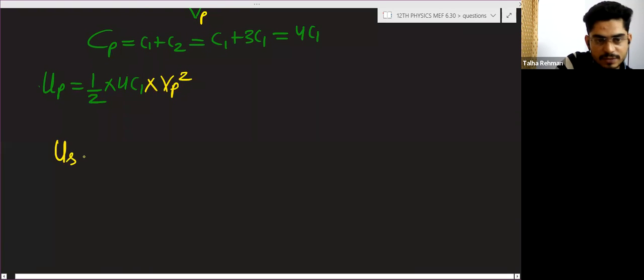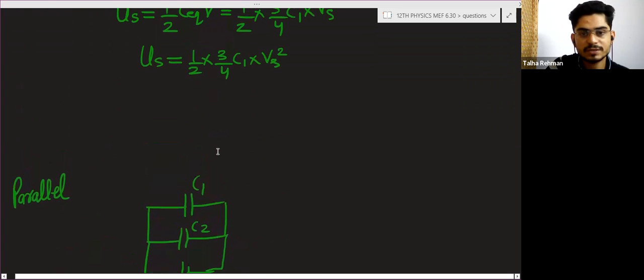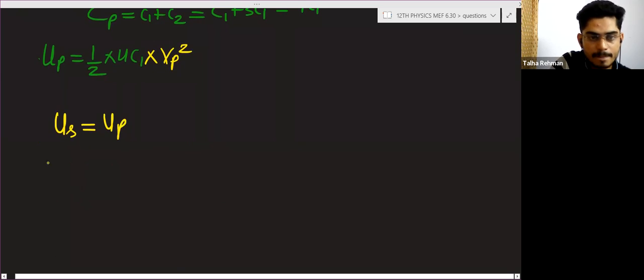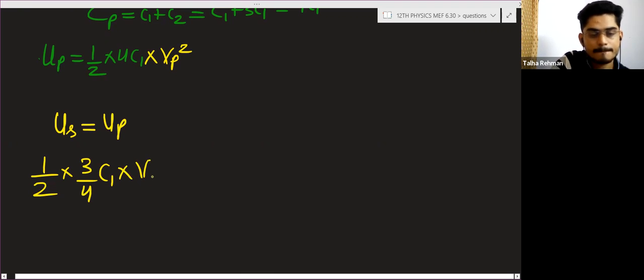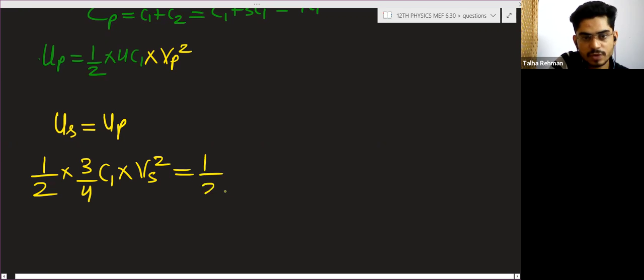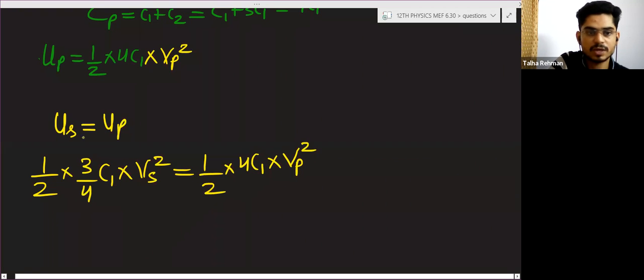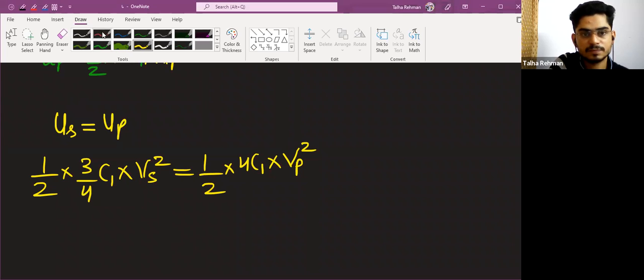They are saying US is equal to UP. What is the value of US? US is half 3 by 4 C1 into VS square, or UP is equal to half into 4C1 into potential in parallel square. Now cancel out all the things.